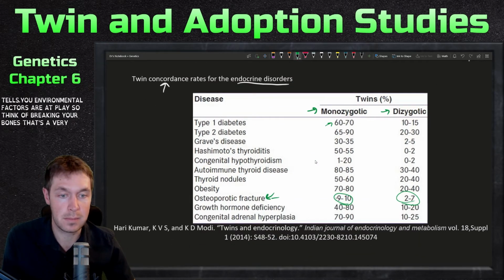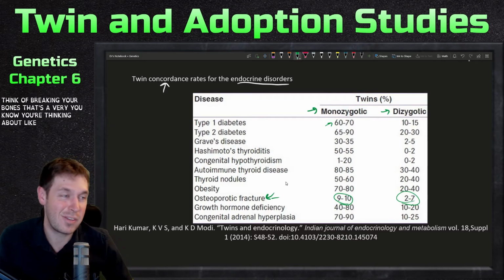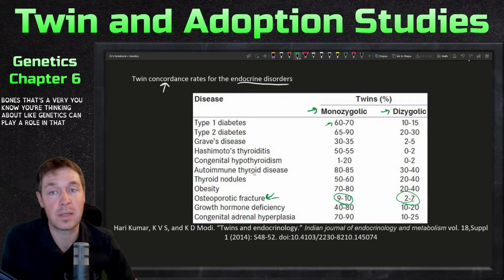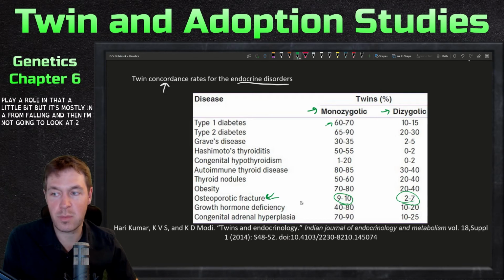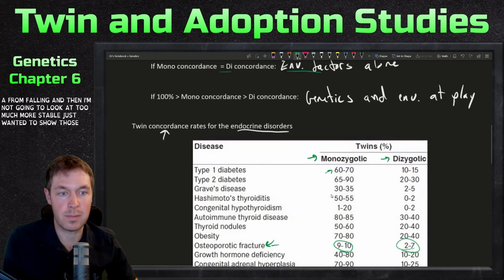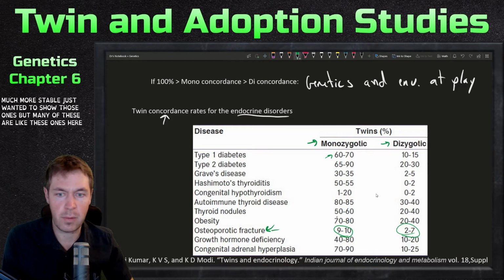Genetics can play a role in that a little bit, but it's mostly from falling. And then I'm not going to look at too much more in this table. I just wanted to show those ones. But many of these, like Graves' disease, 30 to 35%.